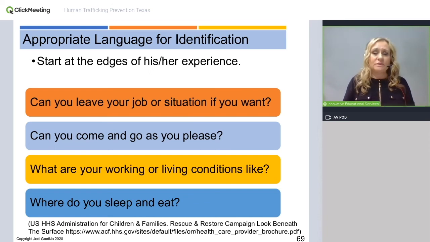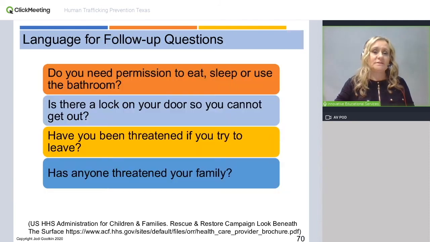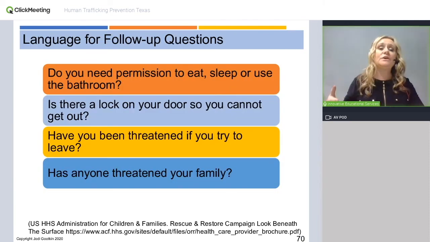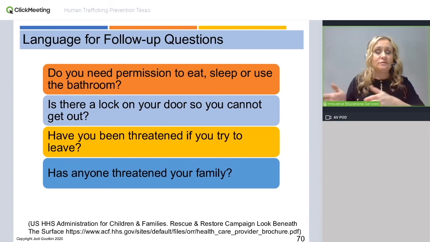Can they come and go as they please? Looking for more information on those red flags. Then you can move into follow-up questions if it seems like the path is leading you towards a potential trafficking situation, looking at their freedoms of movement, potential threats that they may have, concerns they may have about their safety.